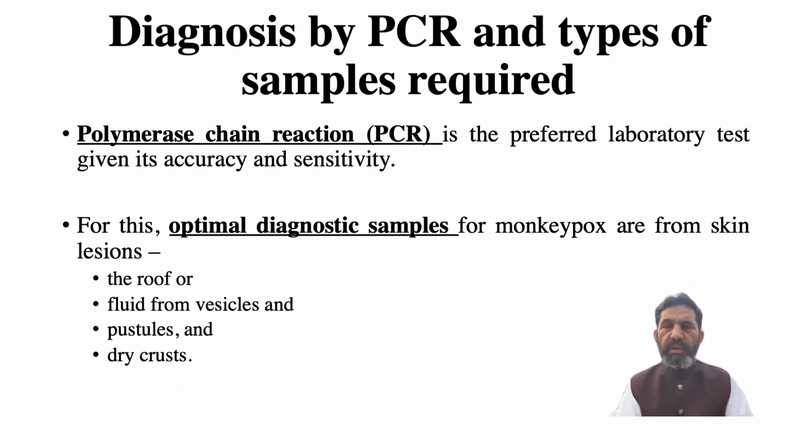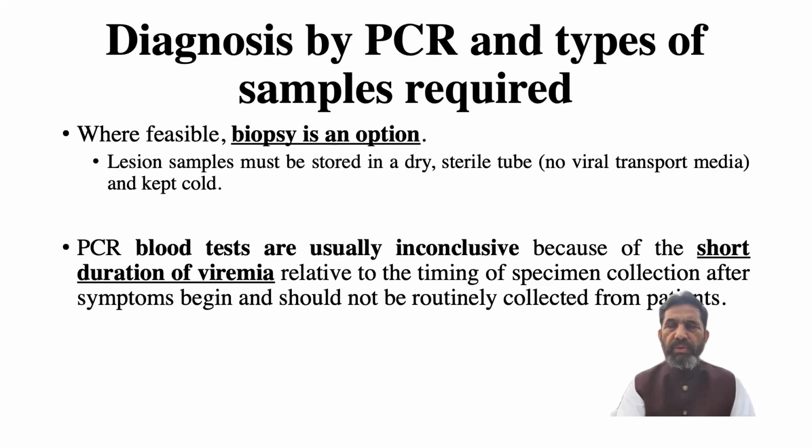When the sample is in the laboratory, after taking so many measures, the diagnosis is only done by PCR, qualitative or quantitative. To get the proper report, the sample should be collected from the roof of the vesicle, from the fluid of the vesicle, from the pustule, or from the scales. You can take a biopsy, but in the biopsy you should not use transport media. It should be collected in a dry and sterile tube and sent to the laboratories for PCR.